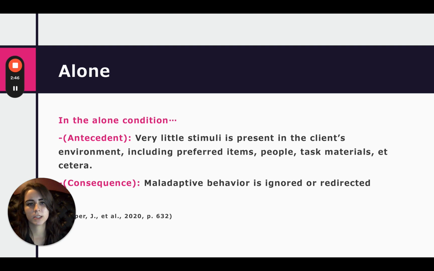Next, we have the alone condition, which is basically like our sensory function, and that's because very little environmental stimuli is present. This includes therapists, task materials, reinforcing items, activities, all of that. We want to keep that space as minimal as possible, so that will be our antecedent, a pretty empty space. And then if the behavior occurs, then we can kind of infer that some sort of sensory or automatic reinforcement is why the behavior is happening. And the consequence is that in that scenario, the maladaptive behavior is ignored or redirected.